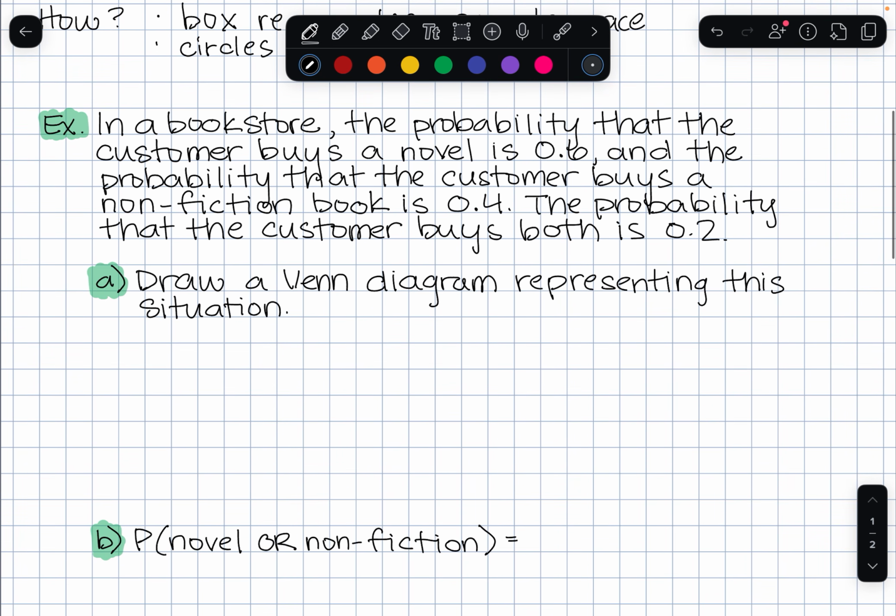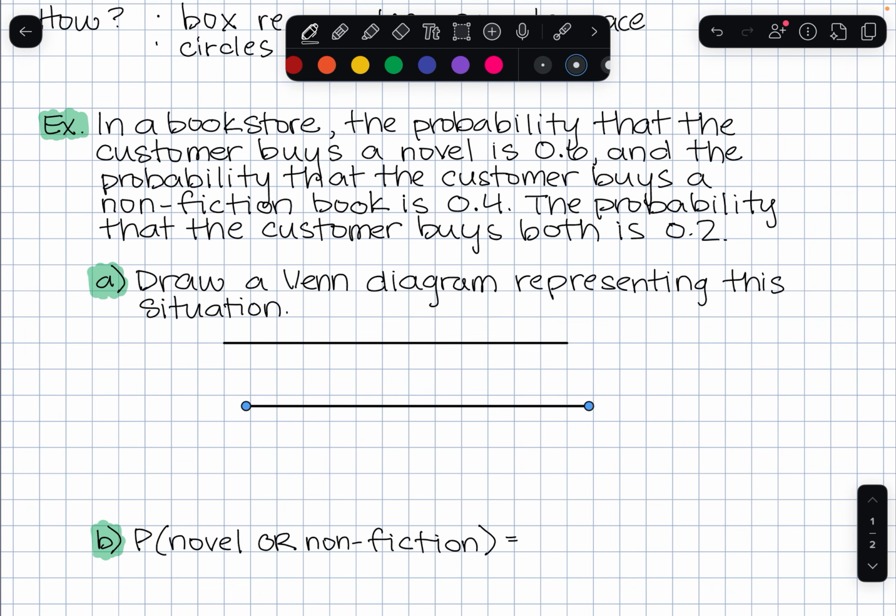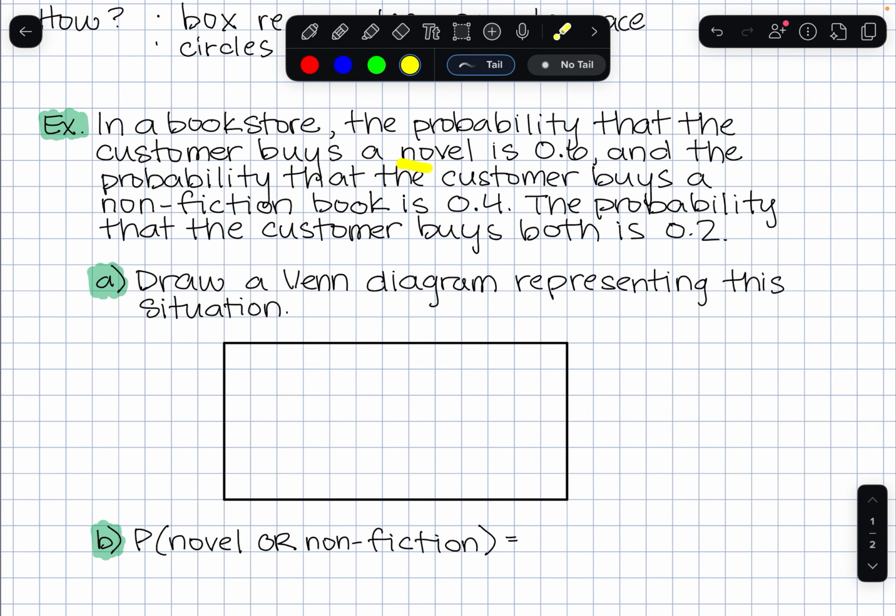So first thing I'm going to do, I'm going to draw a box. Make my pen a little bit bigger here. That didn't go as planned. Try that again. There we go. So that represents all of the books sold by the bookstore. And then we're going to draw circles for our two events, which are novels and nonfiction books.